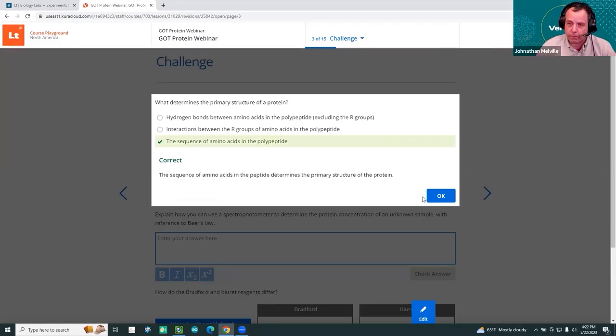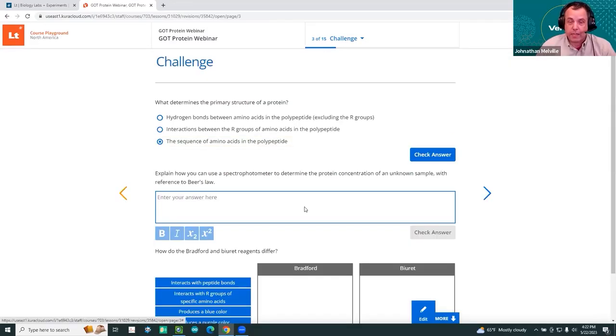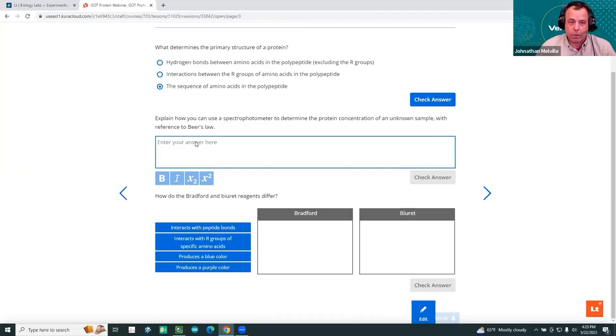And this is one of the things I really love about LT is it provides students with direct feedback right away so they can see whether they're getting something right. It's really helpful. There are also short fill-in answers, so not just selections or multiple choice. So explain how you can use a spectrometer to determine the protein concentration of an unknown sample with reference to Beer's law. They could explain that here using text.